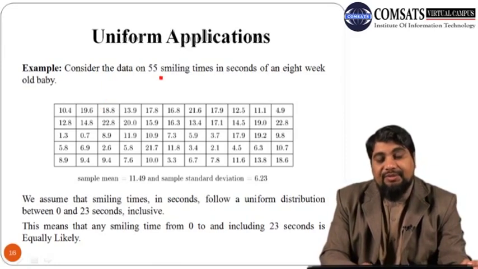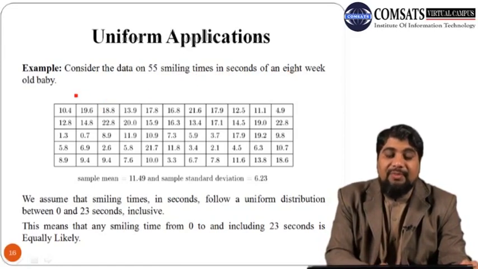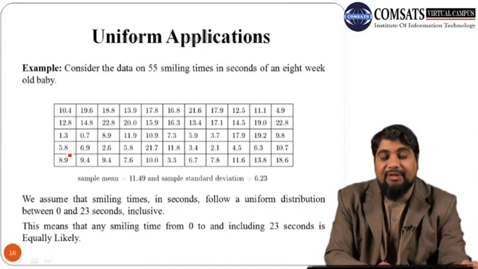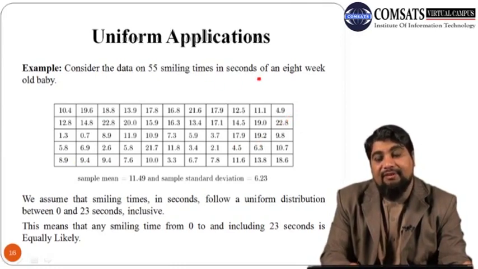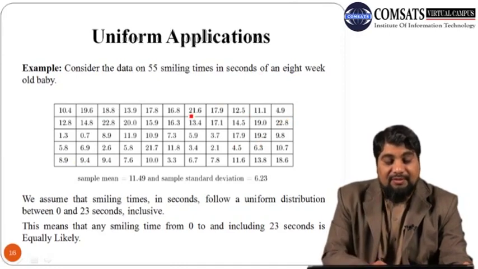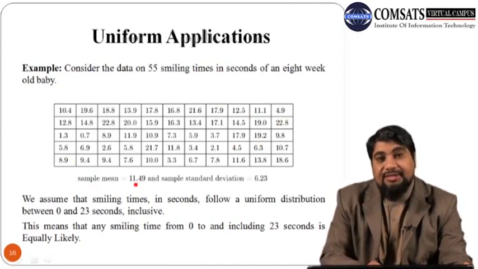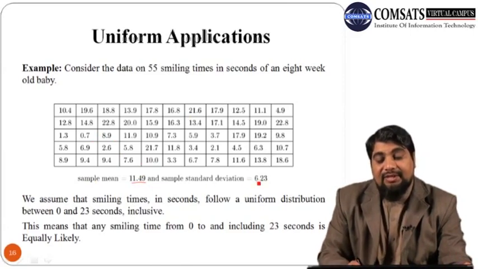So consider the data on 55 smiling times in seconds of an 8-week-old baby. So 10.4 seconds, and then 12.8, 1.3, 5.8, 8.9 seconds, and so on. These are the 55 data points which represent the smiling times in seconds of an 8-week-old baby. The mean of these 55 data points, which is the sample mean, is calculated to be 11.49, which is the average of these 55 numbers, and the standard deviation is calculated to be 6.23.